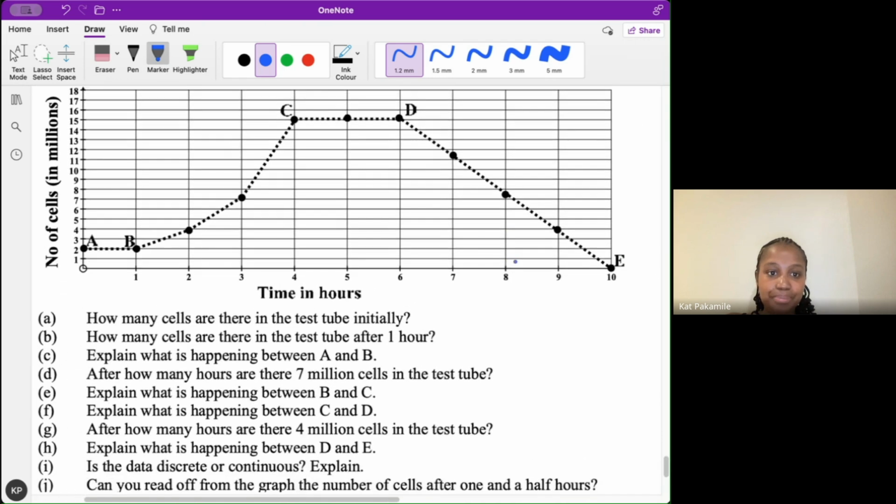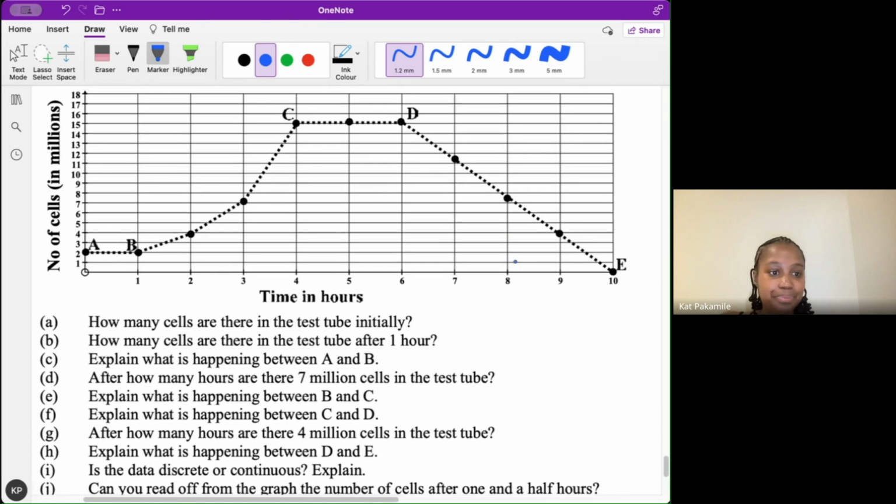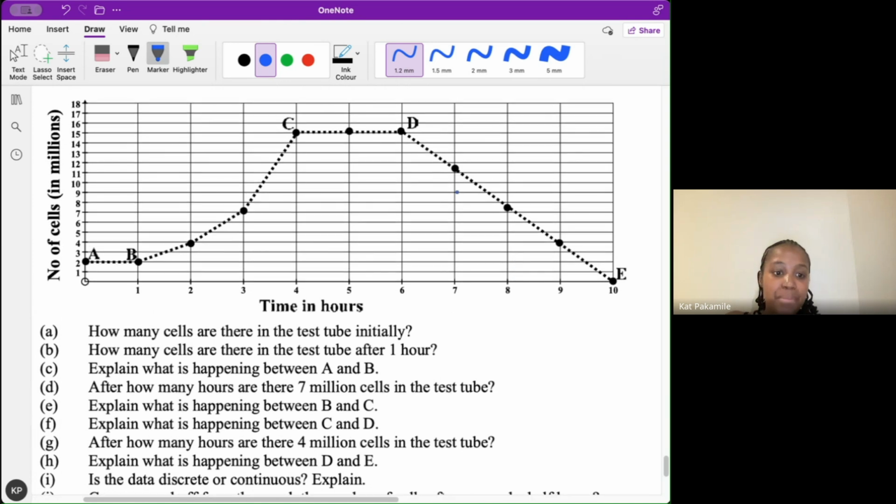All right. Let's see. We're not going to answer all of these, but just a few of them. So this is the number of cells in a test tube, in millions over hours. How many cells were there in the test tube initially? So at the beginning, how many cells were there in the test tube?